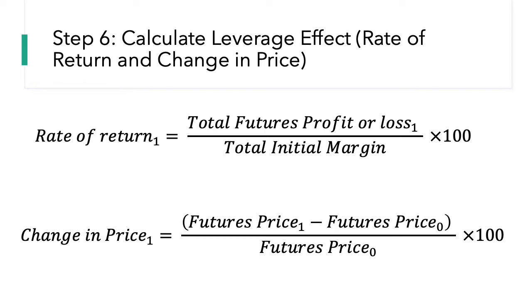Change in price day 3 is equal to futures price day 3 minus futures price day 0, divided by futures price day 0, times 100.